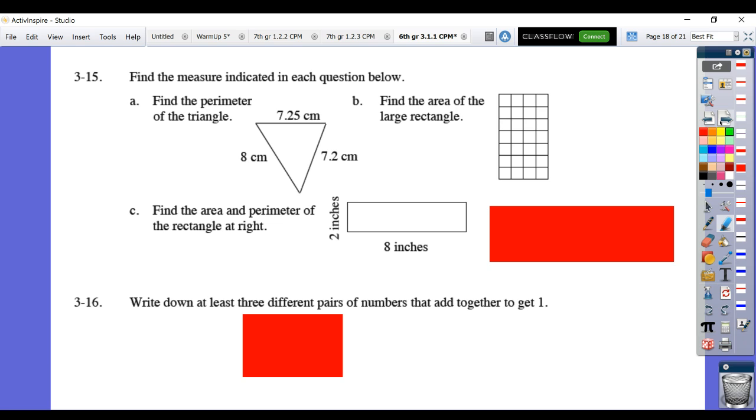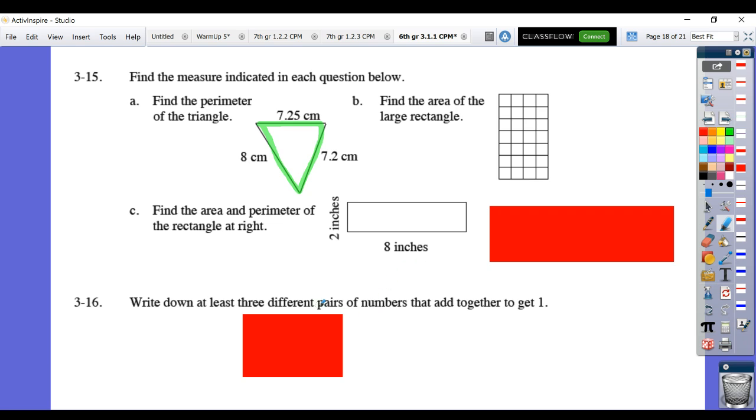For 3.15, pardon me, you're going to, for A, find the perimeter of the triangle. So you're adding up the side measurements. Don't forget to put a label. B, you're finding the area of this rectangle. Again, remember the label for area is square units. And again, since we're not given a label other than, we're not given centimeters like we were for A, it would truly be just square units. And then for C, you're going to find the area and perimeter of this. So perimeter's label will be inches, area will be square inches, include the label as well.